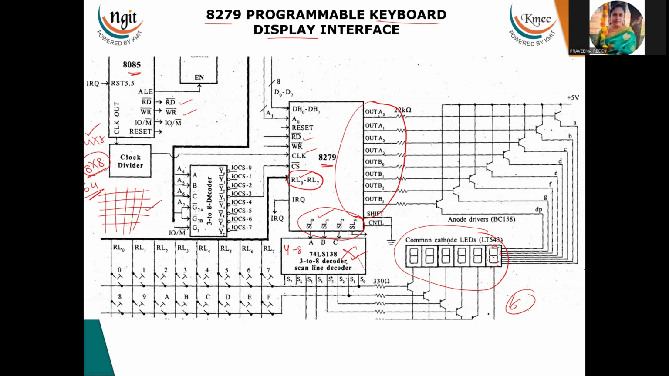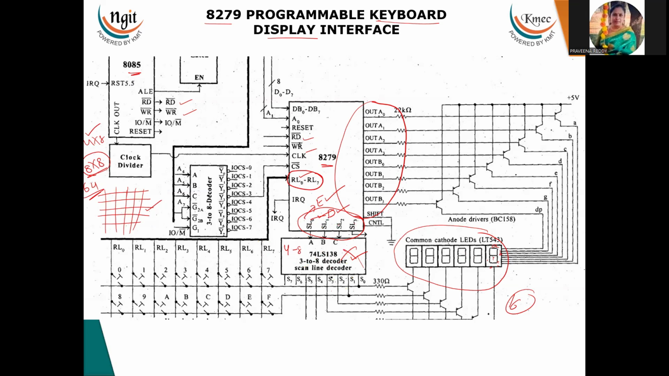So connecting the external IC is called... we can operate the scan lines in 2 modes. One is an encoded mode and another one is a decoded mode. Connecting this external IC is called the encoded mode. Now coming to the decoded mode, what does it mean?